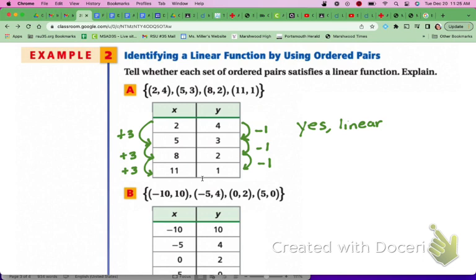We could think about the rule itself, right? What's happening if I had to come up with the rule? How do I go from my x to my y's?